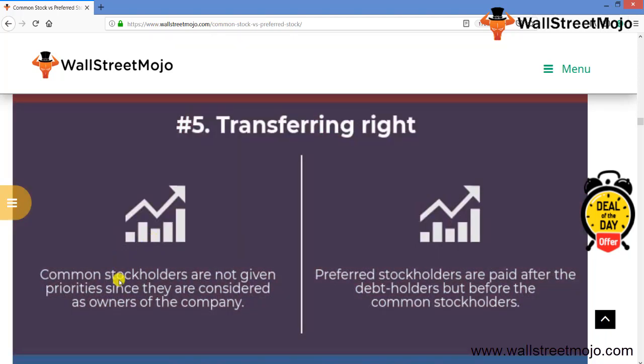The transferring right. The common stockholders are not given priority since they are considered the owners of the company, so they are not given any priority. But in the case of the preferred stockholders, they are paid after the debt holders, but before the common stockholders.